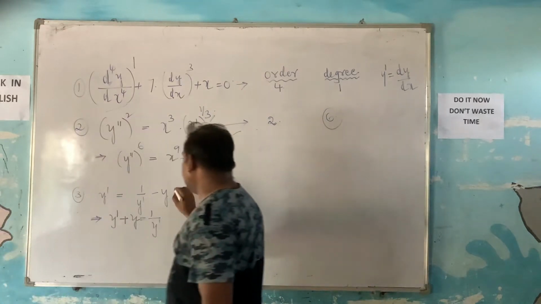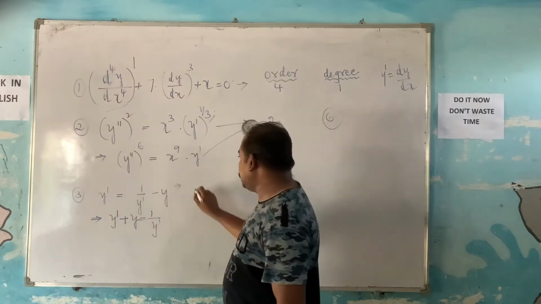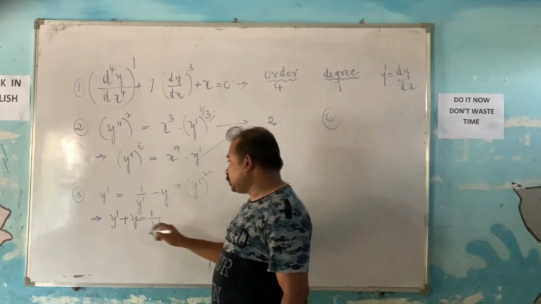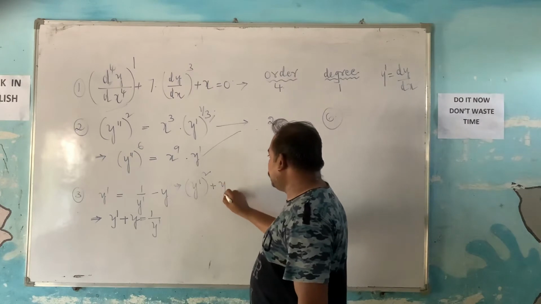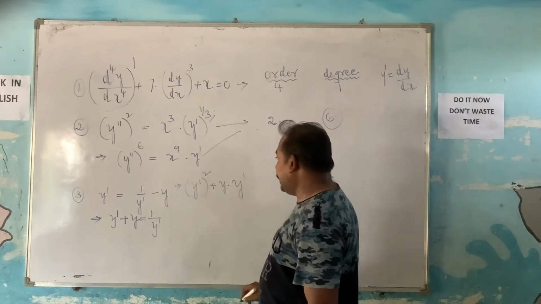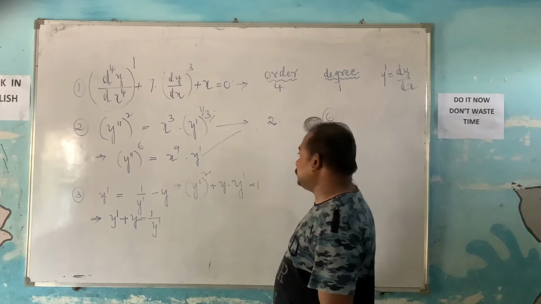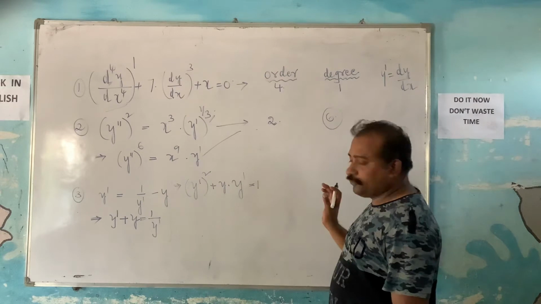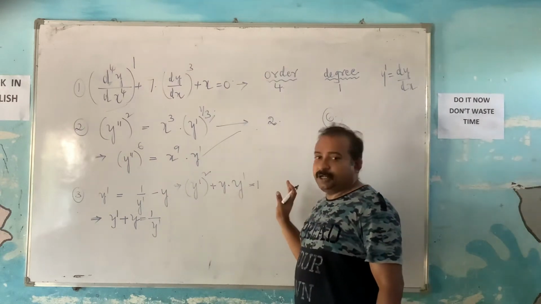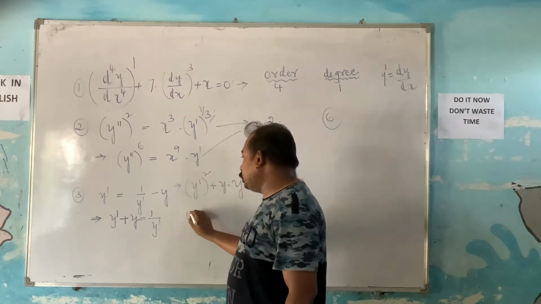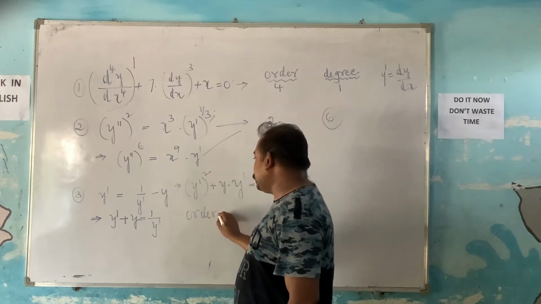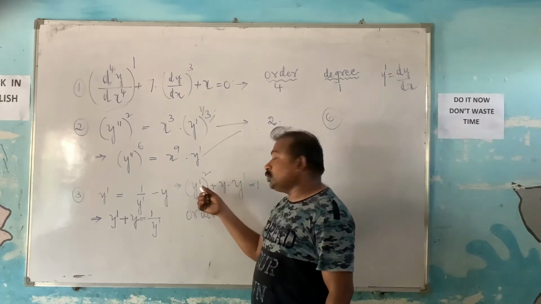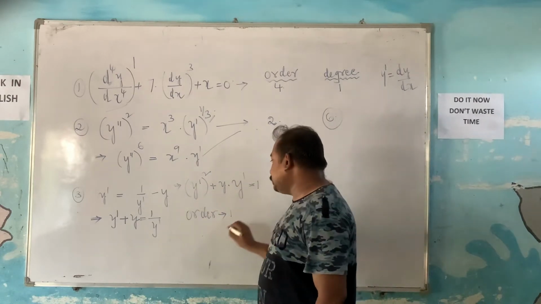Then I get the equation (y dash) whole square plus y into y dash equal to 1. This is in the form of a polynomial differential equation, free from fractional powers. Then what is the order for this differential equation? The order is equal to the highest derivative involved; here it is y dash only, means one time only, so the order is equal to 1.